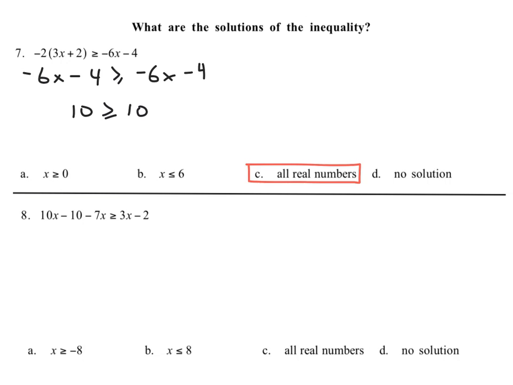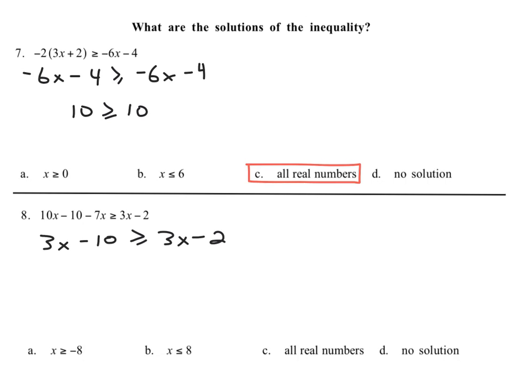If we combine like terms, the like terms are the 10x and the negative 7x. We get 3x. 3x minus 10 is greater than or equal to 3x minus 2. Not the same on both sides, right?